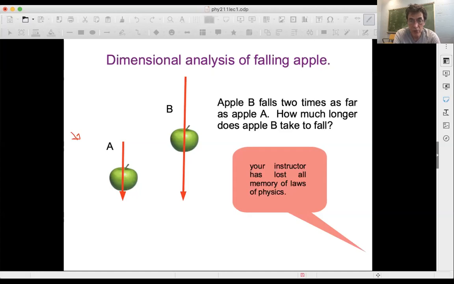And you're told also, I don't know who wrote this slide, but your instructor has lost his memory. And he can't remember the laws of physics. And we're going to try and work out how much longer it takes B to reach the ground compared to A, given that it's falling twice as far to get to the ground as A.